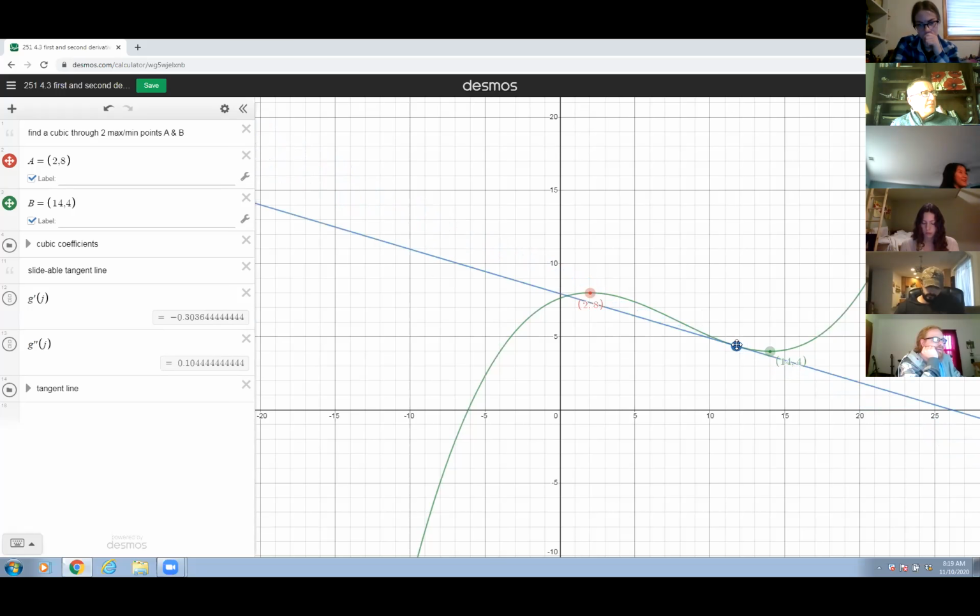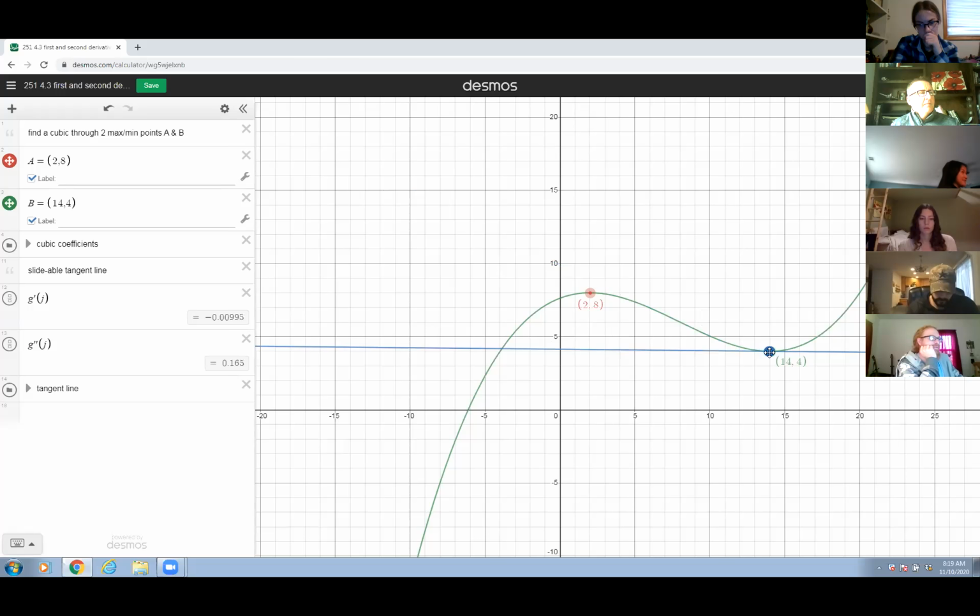See, I was going to say it was an inflection point, but I wasn't sure where that terminology was coming from or whether I was right or not. You would have been right.